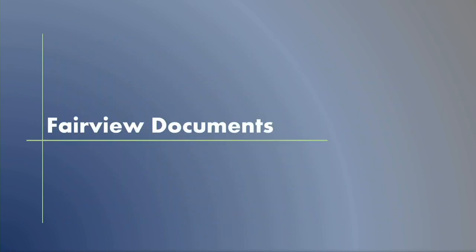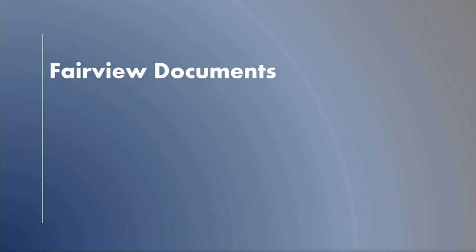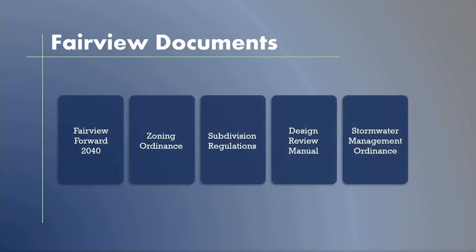Next, we're just going to talk a little bit about the Fairview documents you all have in place. So these are the five really primary documents that you all have adopted as a city to regulate development as it comes in. Again, I don't think this is really a surprise for anybody in the room, but just to look at them and understand a little bit about each one of them, I wanted to touch on each one of them a little bit.